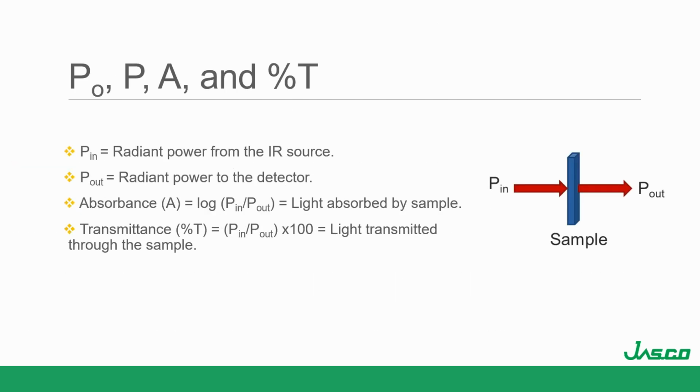I just want to talk about the units because I use both transmittance and absorbance throughout the talk, and those are the two common units. The absorbance is the light absorbed by the sample. Transmittance is the light transmitted through the sample, and they're related to each other. In software, you can go from absorbance to transmittance, whatever your preference is.